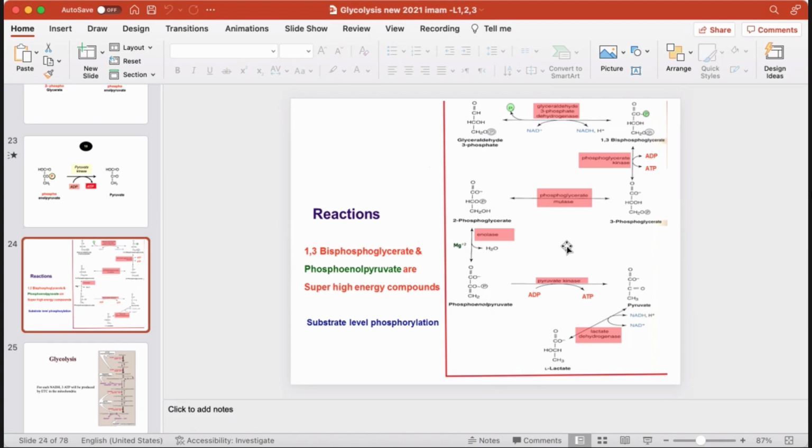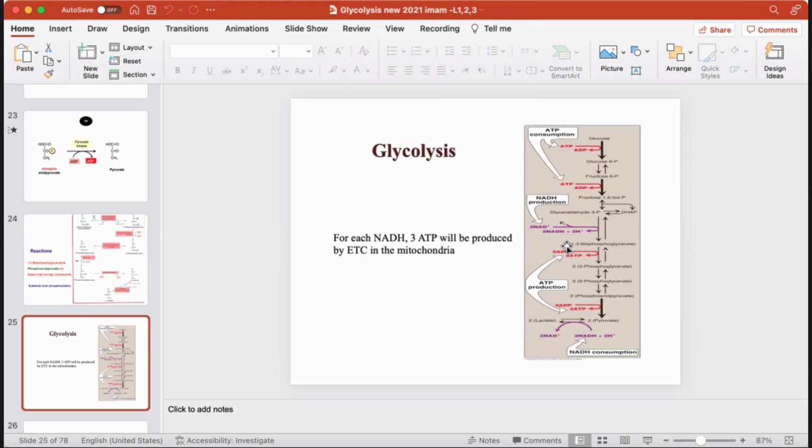So the release of the phosphate from the 1,3-bisphosphoglycerate and the phosphoenolpyruvate, both of them are super high energy compounds. So they release their phosphate under a process called substrate level phosphorylation. Okay, so what is this substrate level phosphorylation? Well, this here is general talking. So the ATP consumption.